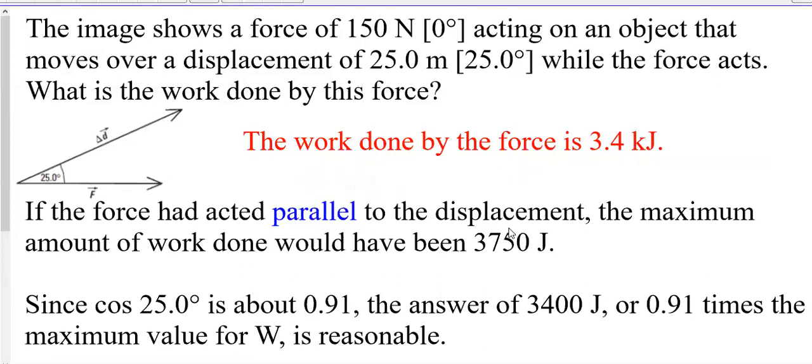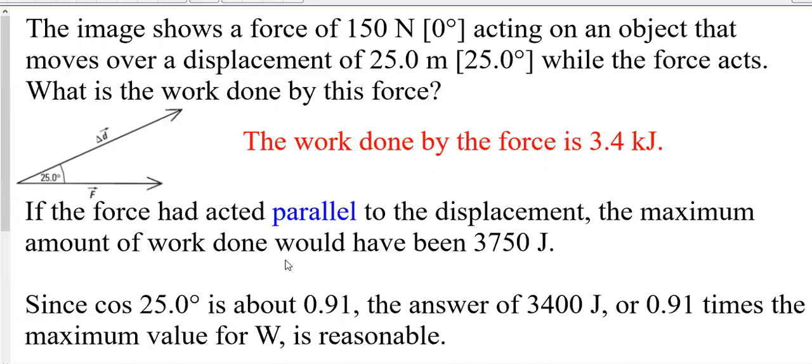So if we actually had this force acting in the exact same direction as this displacement, then we wouldn't deal with the 25-degree angle difference, so cos 25 wouldn't exist. And then we could just say that we have more work being done, more energy delivered to the system. You'd have 3.75 kilojoules of energy delivered to the system. But cos 25 is roughly 0.91, or 91% if you want to think of it that way, of the actual force. It actually reduces the amount of work done.